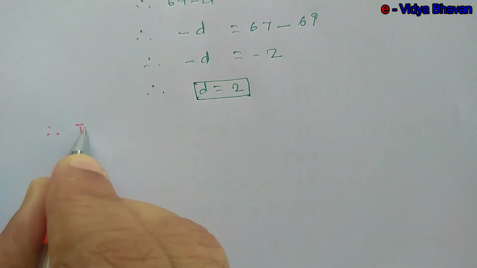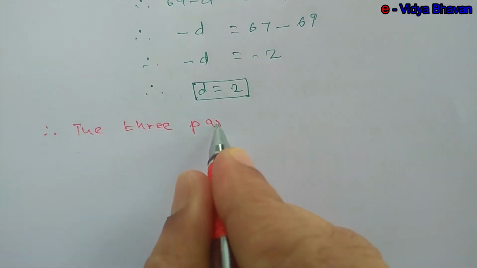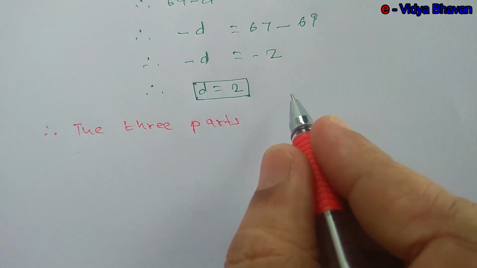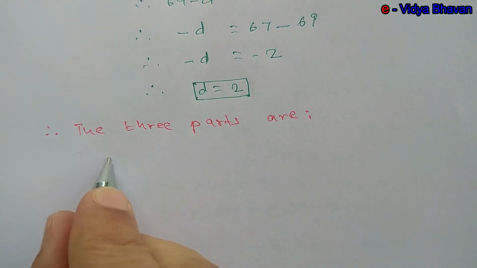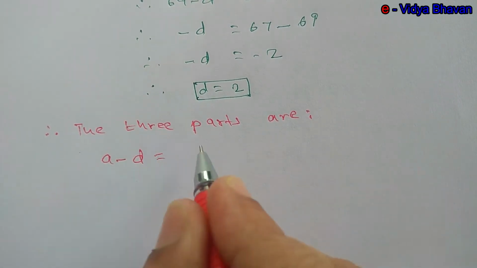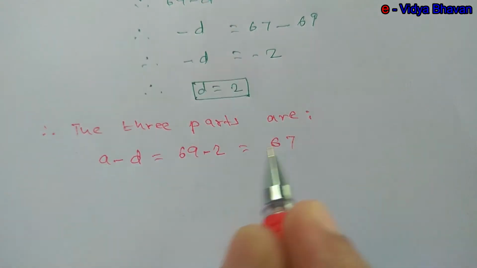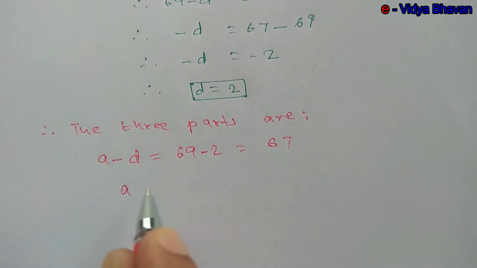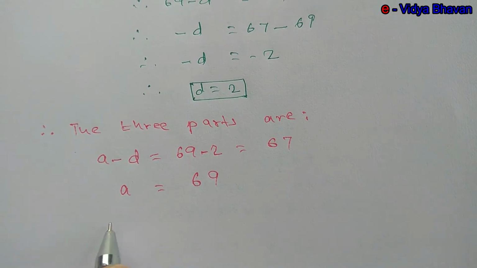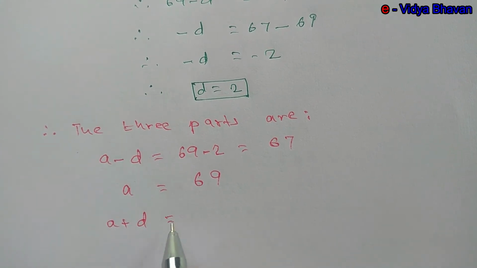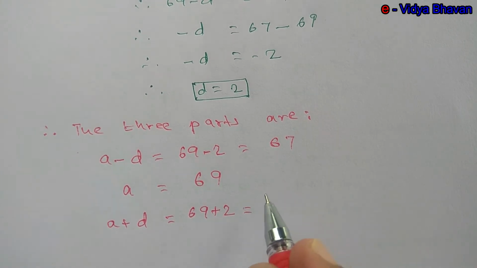Therefore, the 3 parts are: first one will be a minus d, that is 69 minus 2, 67. The second part will be a, that is 69, and the third part will be a plus d, that is 69 plus 2, 71.